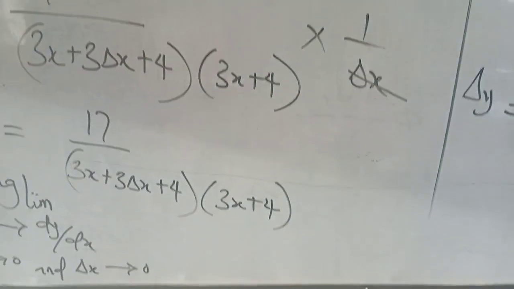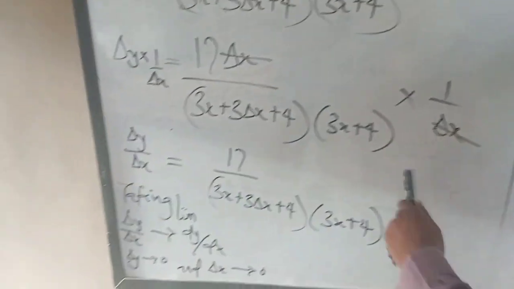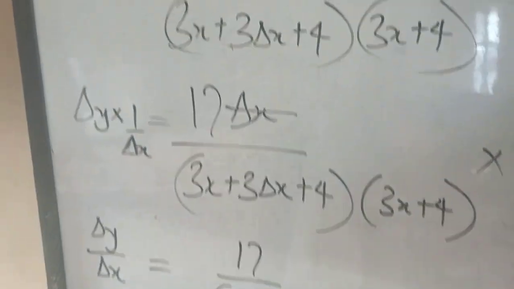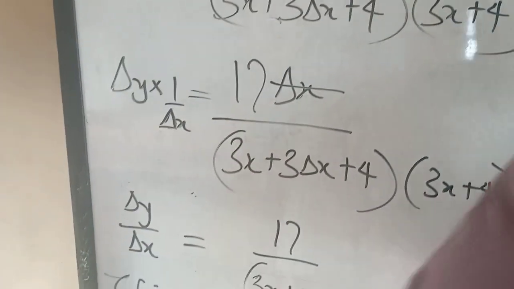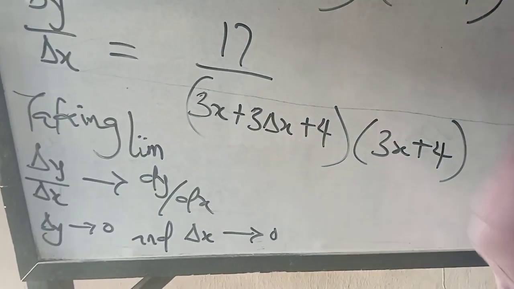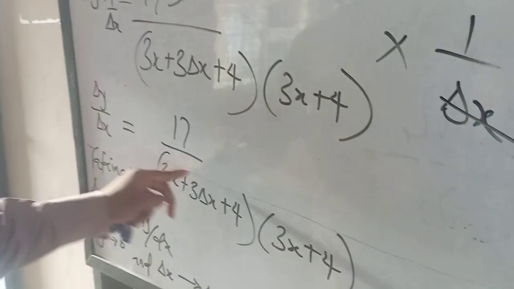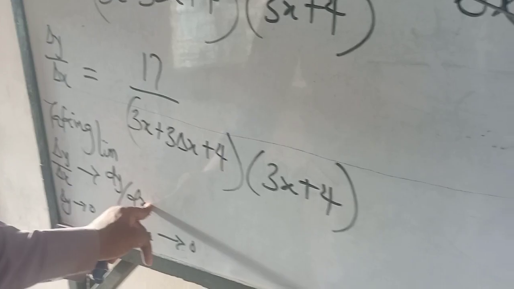So having known this, it becomes very simple. At the point of taking the limit, change in y over change in x gives us dy dx. And change in y tends to 0, that is to say change in y has become 0, change in x has equally become 0. Mind you, we have taken the limit, meaning that change in y over change in x tends to dy dx.